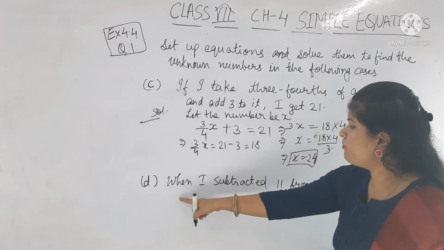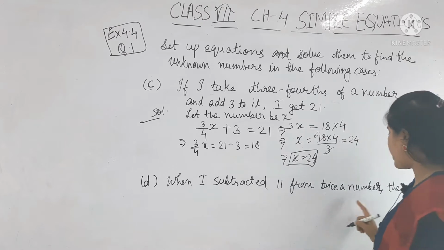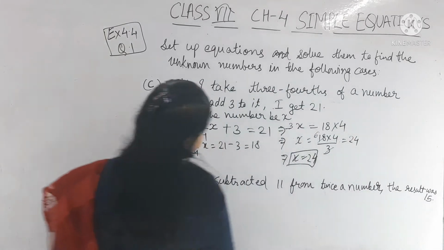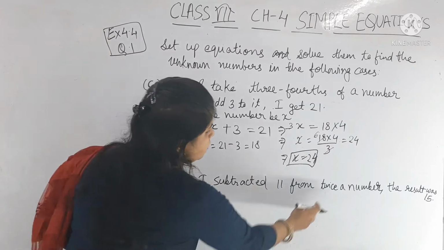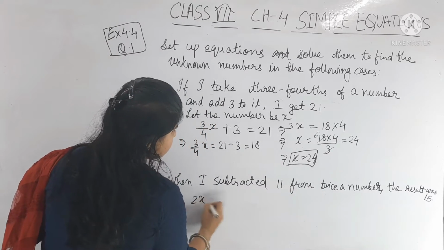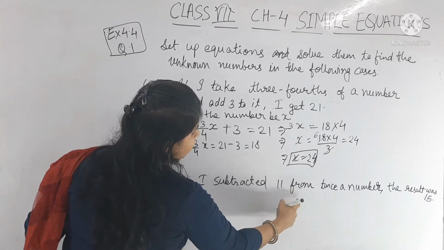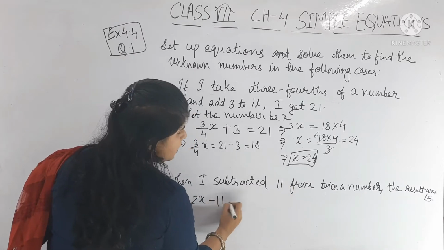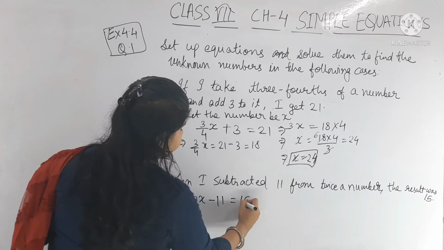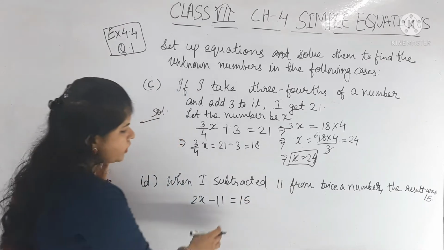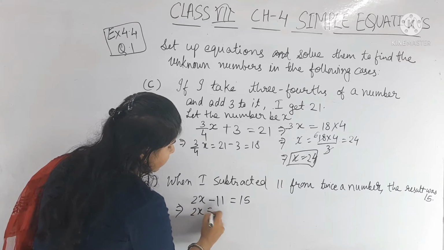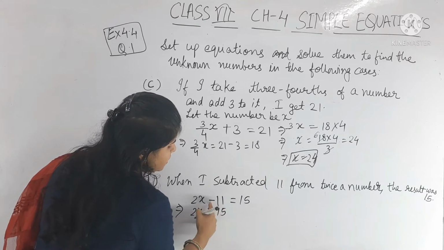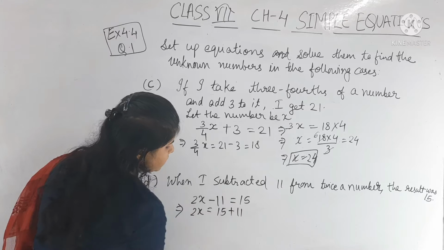Now come to the D part. When I subtracted 11 from twice a number. So here also let the number be x. You have to assume twice means 2x, subtracted 11, minus 11, result is 15. Like this you have to first construct an equation from the statement. Now you will transpose this, the minus sign will go to plus.